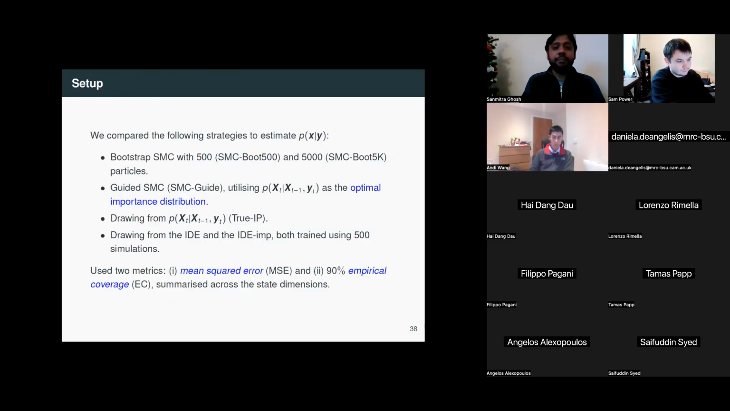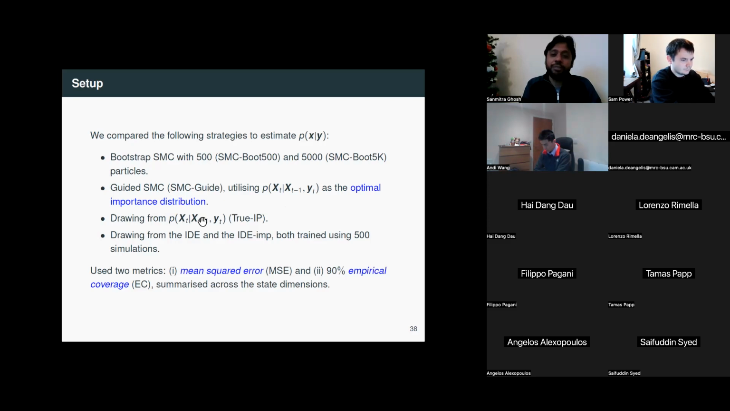Okay, so here is the setup. Firstly, there are two types of bootstrap SMC, one with 500 particles, the general operating scenario. I want to do bootstrap with small particles, and then go to larger particles, 5,000 particles. Now remember, I told you that this distribution is basically the optimal importance distribution. Because it is tractable for a nonlinear Gaussian model, we can run what is known as the guided SMC or the guided particle filter, if you are following Nicolas Chopin's book. So I've run this again using 500 and 5,000 particles.